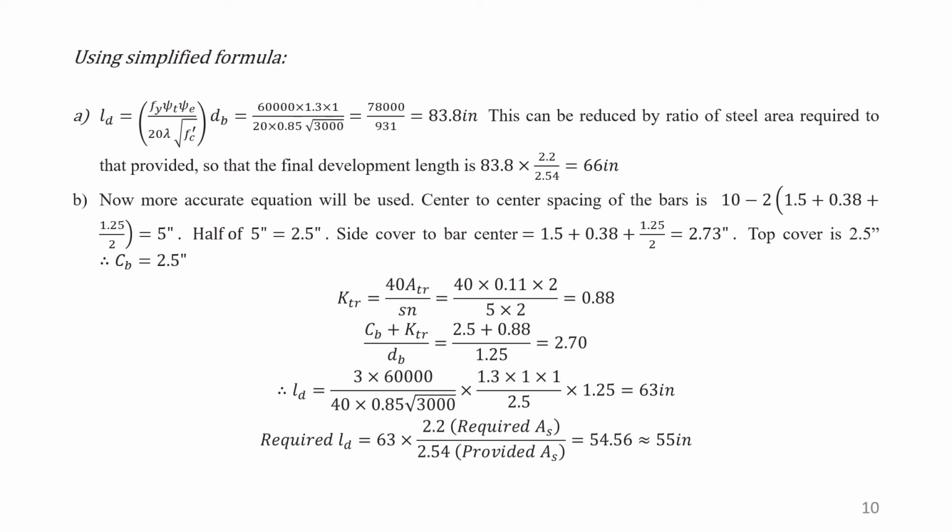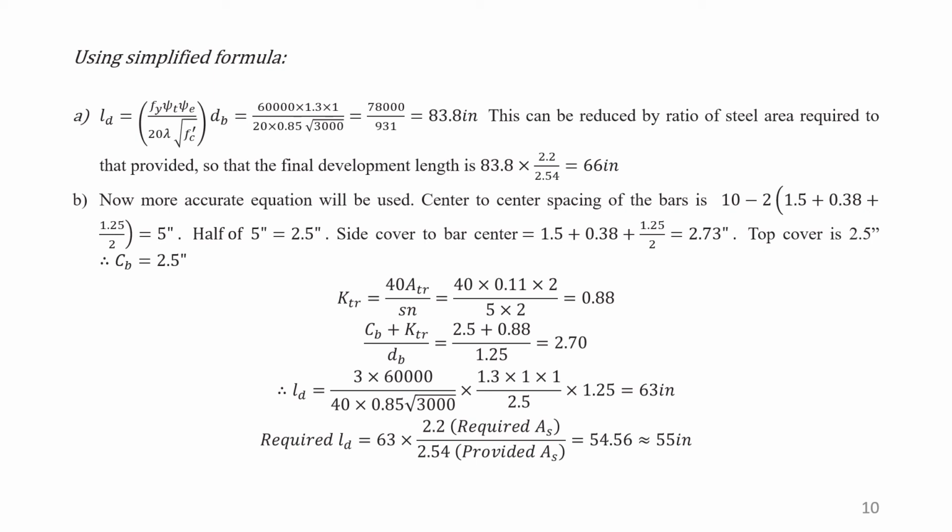We will not use 83.8, but we will use 66, because we have the advantage of the diameter, and the equation allows that if we use more area, we have to divide the development length by that area and multiply it by the area required. That's why here this comes as 16.6 inch.